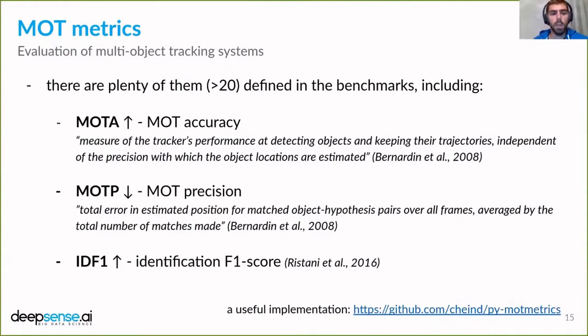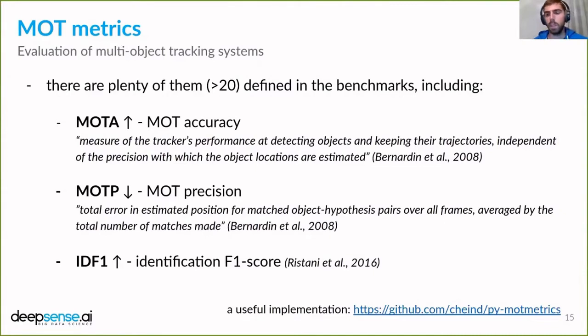The MOT accuracy is the measure of how well the tracker detects objects and keeps their trajectories, independent of the precision with which the objects' locations are estimated, in contrast to MOTP, the precision, which is the measure of error of estimated position for the pairs of objects and hypotheses. This is quite counterintuitive, but although it's called the precision, the lower the value, the better.